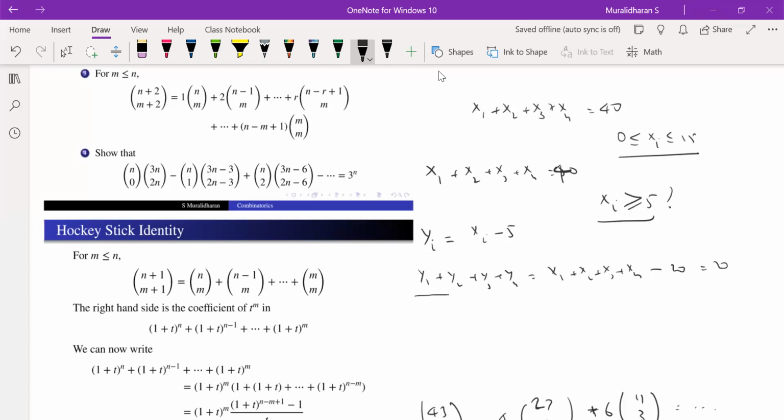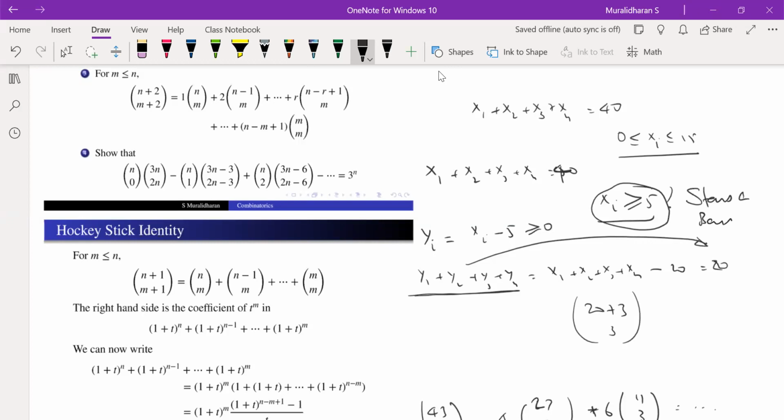So what I want is the number of solutions to y1 plus y2 plus y3 plus y4 equal to 20. What is the condition on this one for me? Since xi is greater than or equal to 5, yi is greater than or equal to 0. No other conditions. So this we already know by stars and bars is 20 plus 3 c3. So whenever I have a condition like greater than or equal to something, it's a very simple stars and bars.